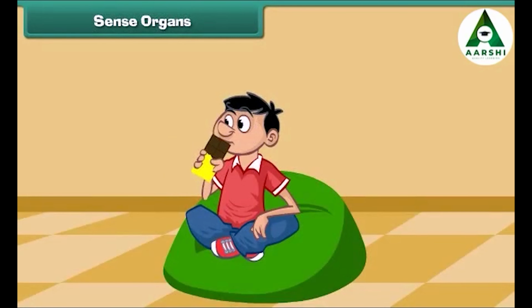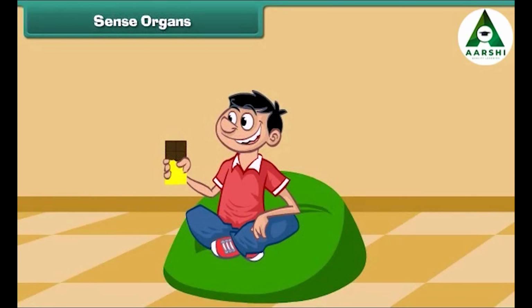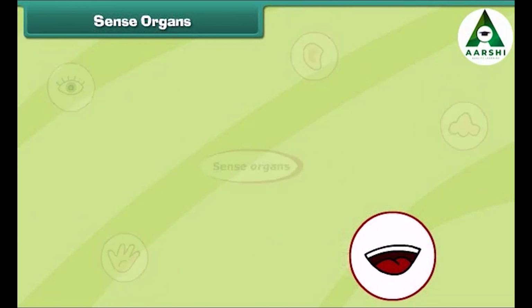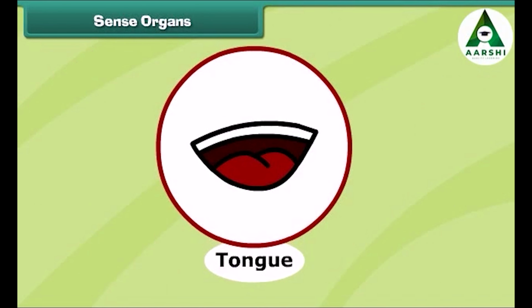We all like to eat chocolate because it's good in taste. But which sense organ is responsible for it? That organ is our tongue, which is helpful to chew, swallow, talk, and sing. We can also taste various foods with the help of our tongue.